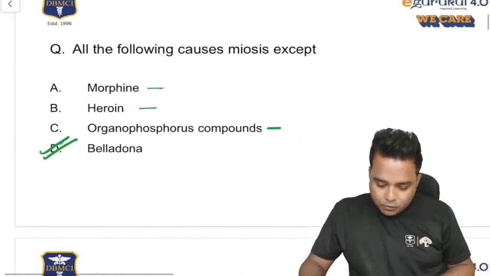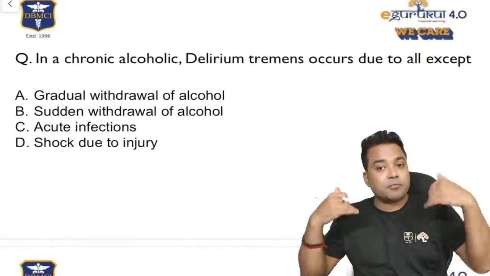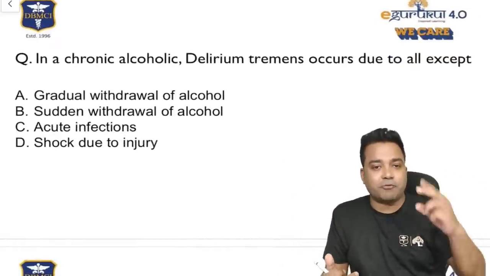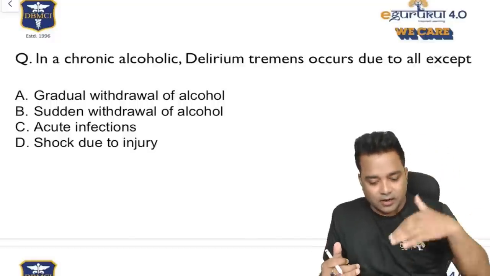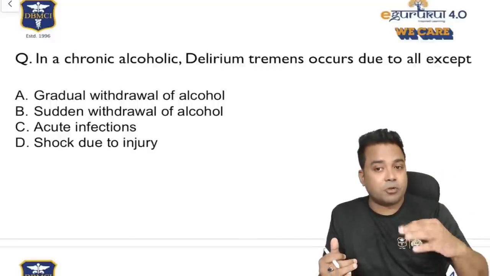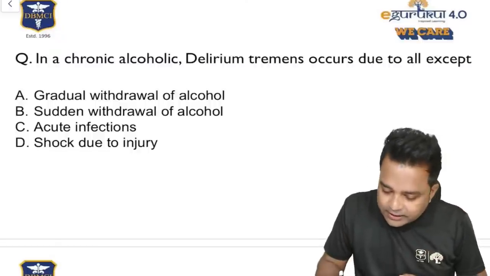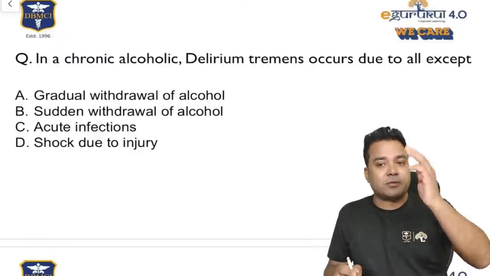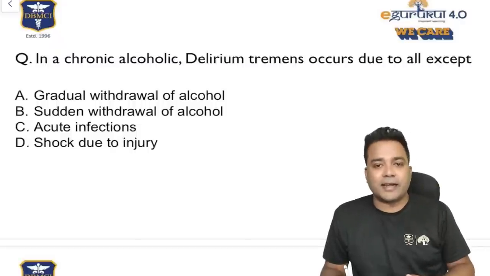Then come to the next question. I am a little bit fast so that I cover more and more number of questions. I have to cover 6 session questions now. I am taking into account that you have already read the subject once. In a chronic alcoholic, delirium tremens occurs due to all except. Now tell me the answer to this question. This was one of the funny questions asked in the INICET exam.